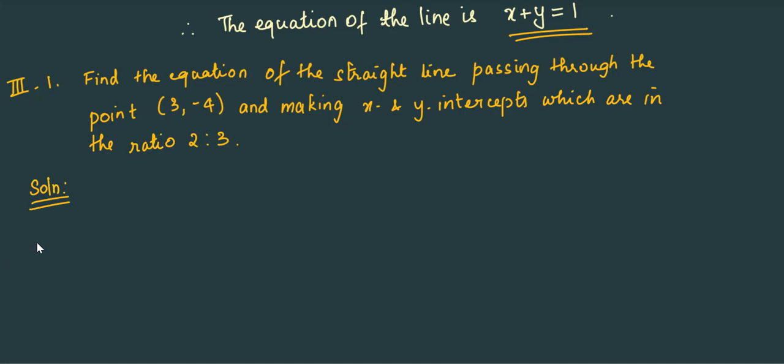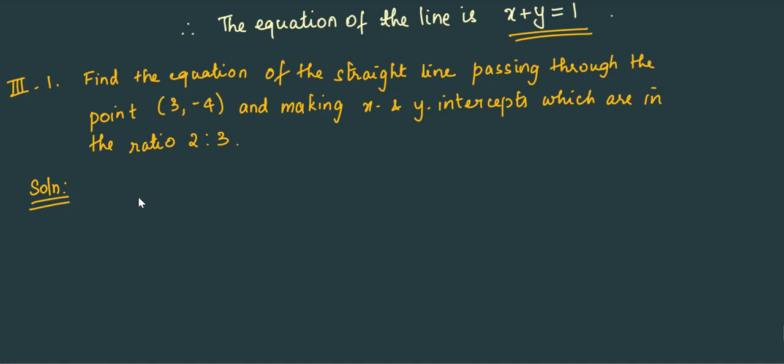So, how do we proceed with this problem? Now, this passes through 3 comma minus 4. So, this point is in the fourth quadrant. And then it says it makes x and y intercepts which are in the ratio 2:3. Because the minus sign is not given, this means either both will be positive or both will be negative.